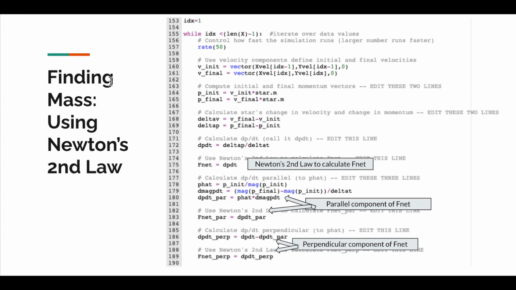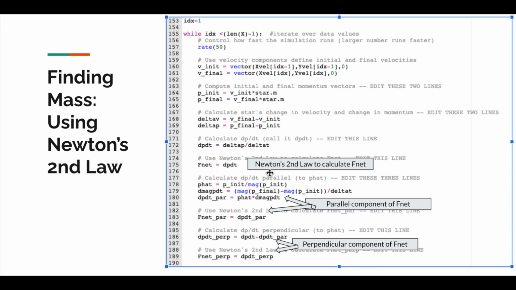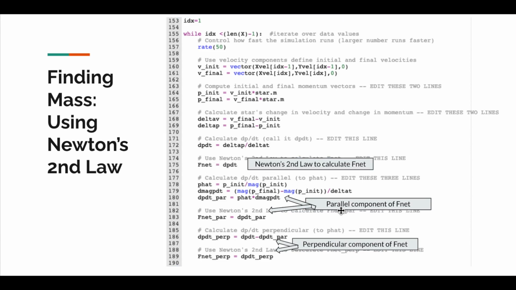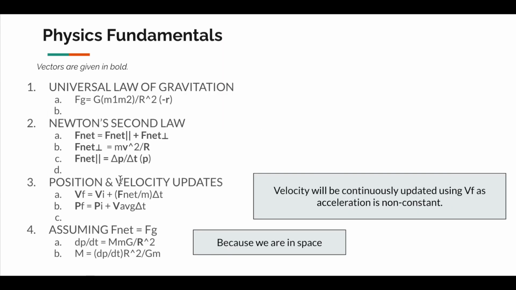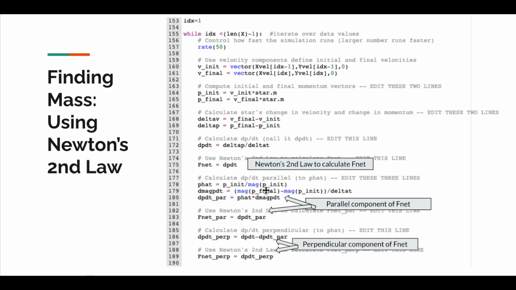So here's the code for finding the mass. We're using Newton's second law to calculate Fnet, which is here. And then we break it down into the parallel and the perpendicular components, where the parallel component, as I showed in these previous equations, is the magnitude of P final minus P initial divided by delta t. And of course we have to calculate the vector, which is in the direction of momentum here. And we do the same thing for the perpendicular component. We essentially take Fnet and subtract the parallel component to get the perpendicular component of Fnet.